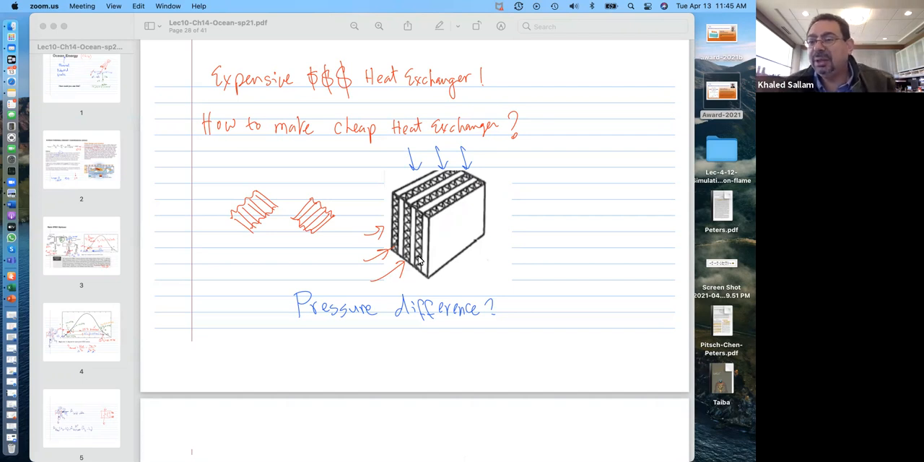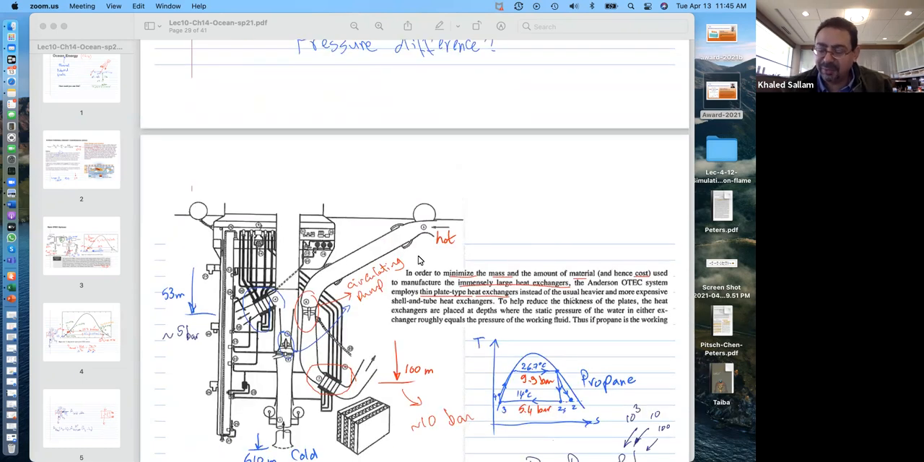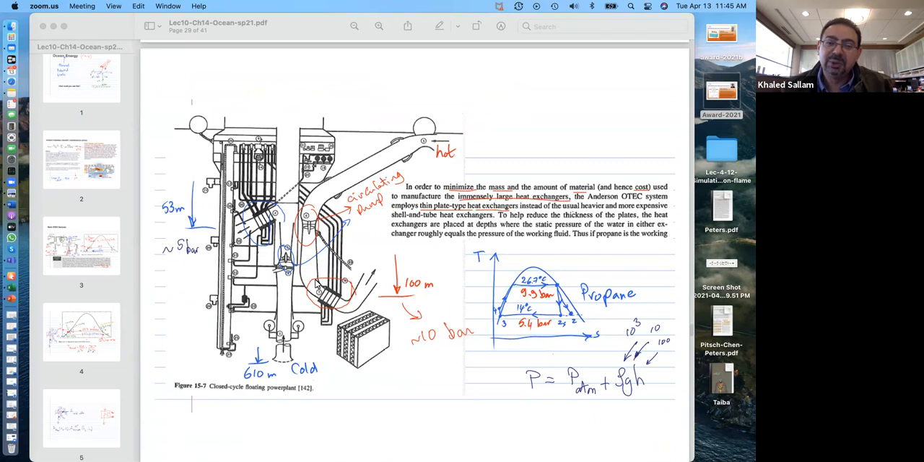If the surface is here and the cold water is being pulled from that place, rho g h, right? Every 10 meters of water is 1 atmosphere, right? So all we need to do is go 70 meters down and we get 7 atmospheres. And that is in fresh water. Seawater is a little bit heavier too. So that's what they had in this design.